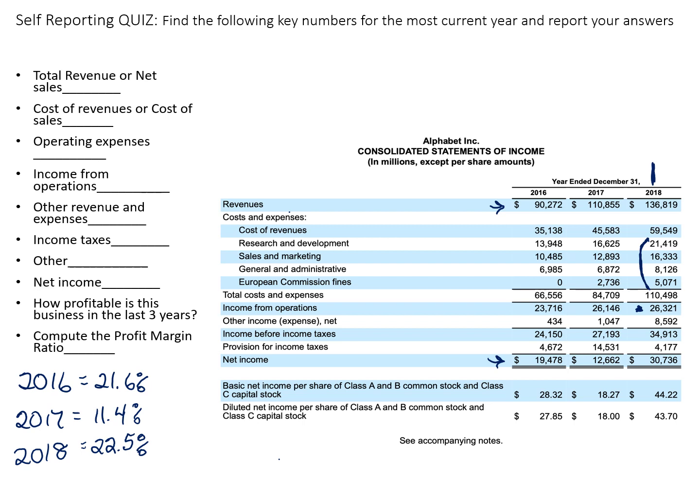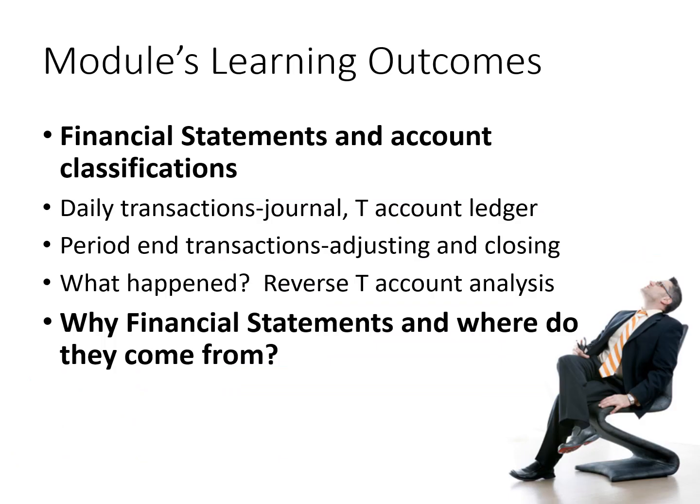So, what did we learn? We learned about the income statement, and we learned why the income statement arose in the time of the Industrial Revolution, because of many reasons.